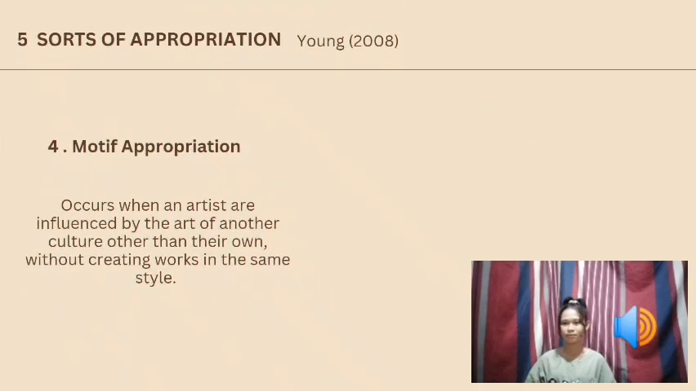The number four is motive appropriation. So, what is motive appropriation? It is another sort of content appropriation that can be identified. This form of appropriation is related to style appropriation, but only basic motifs are appropriated. So, this sort of appropriation may be called motive appropriation. It occurs when artists are being influenced by the art of a culture other than their own without creating works in the same style.